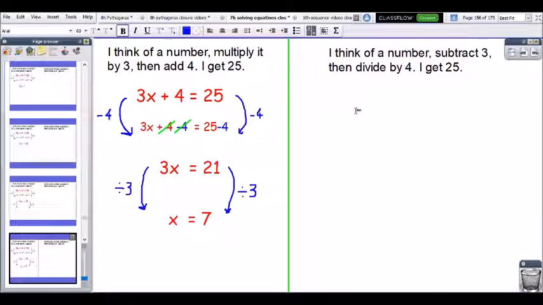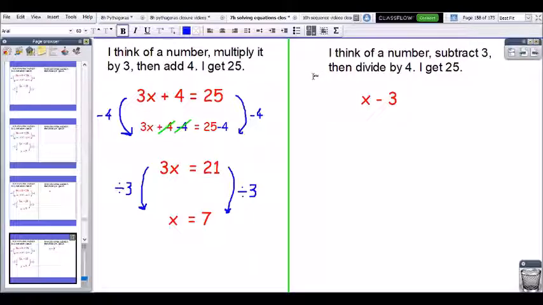Okay, next example. So if I'm thinking of a number, subtract 3 and then divide by 4, I get 25. First of all, let's form my equation. So if we don't know what a number is, let's call it x. Let's subtract 3, so I've got x minus 3. And then remember how to write a divide by 4 in algebra. So we don't use a division symbol in algebra. Think back to what we said in lessons.